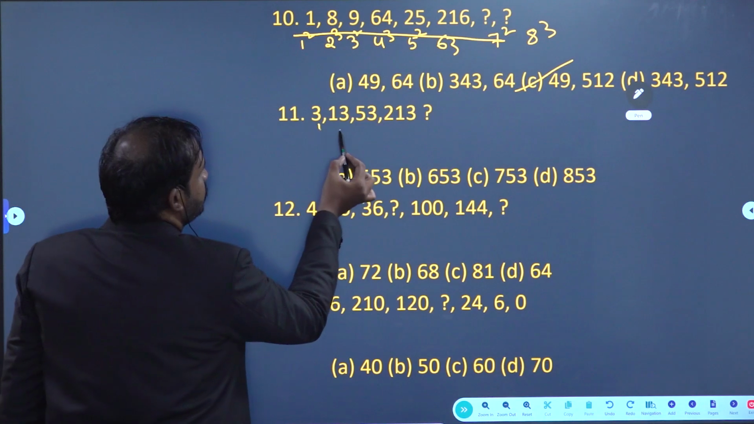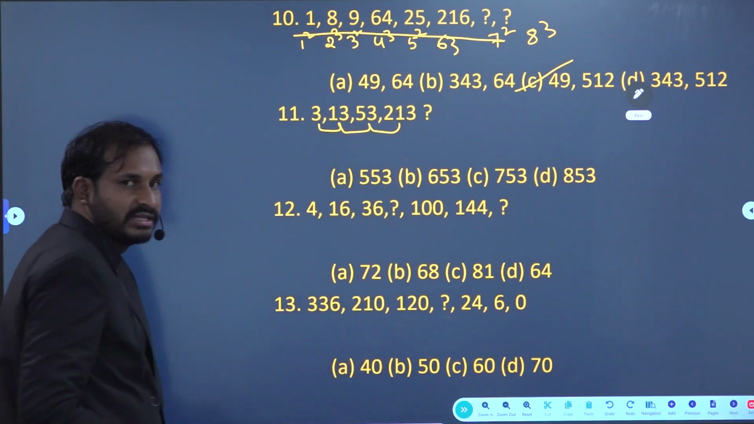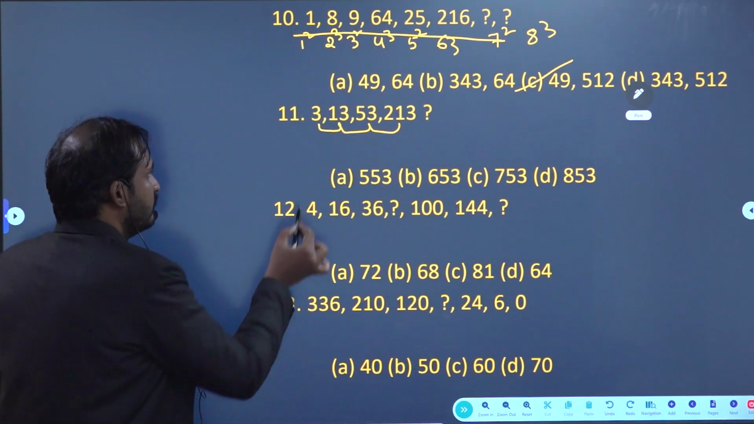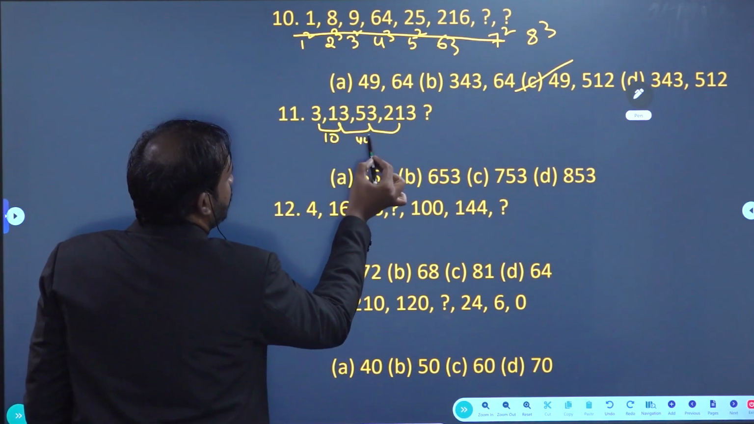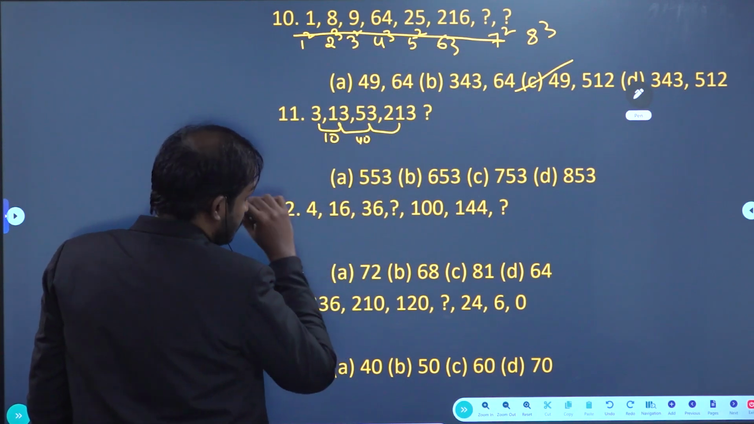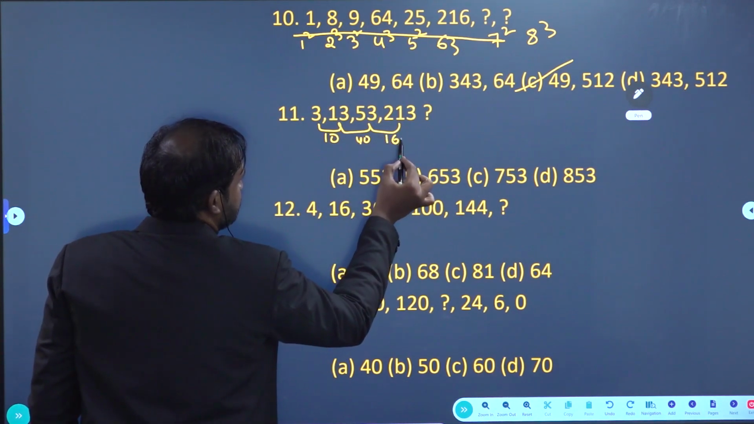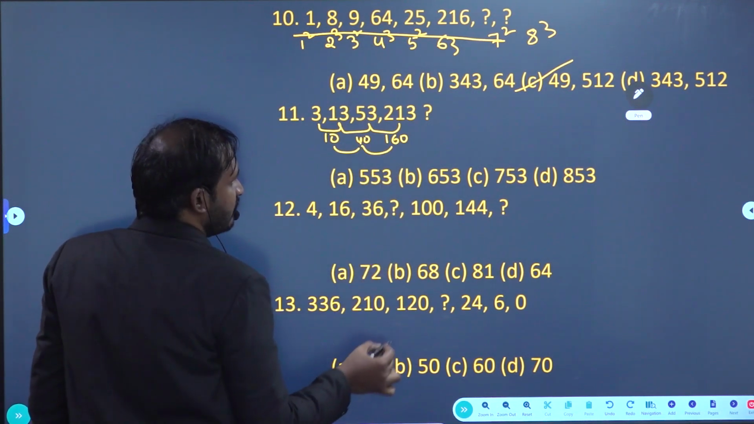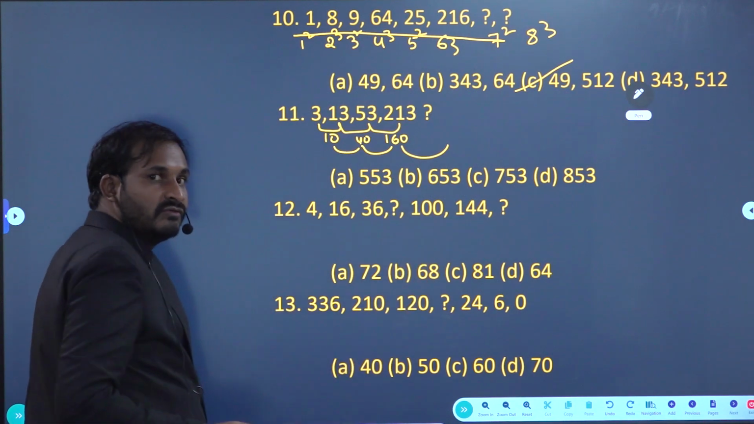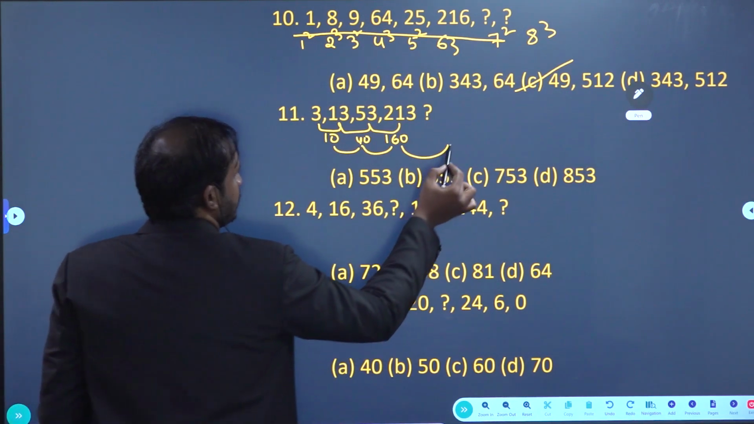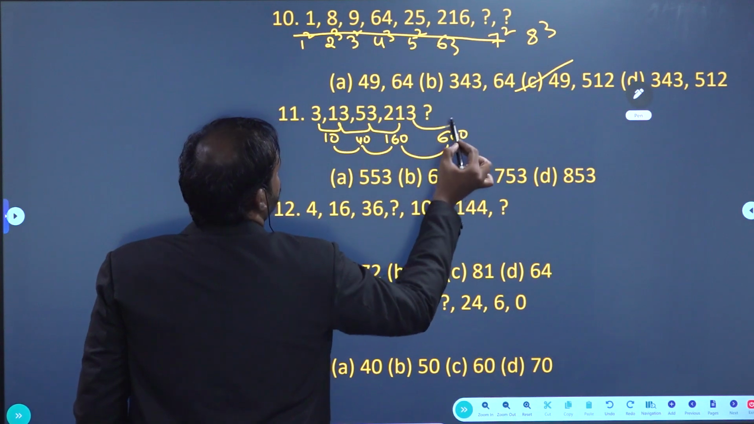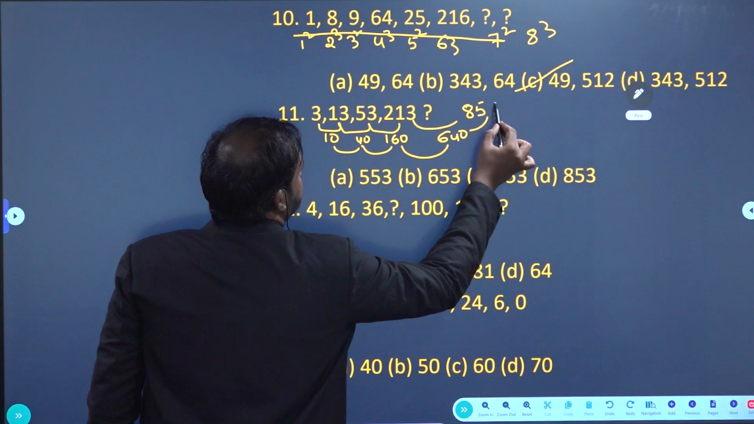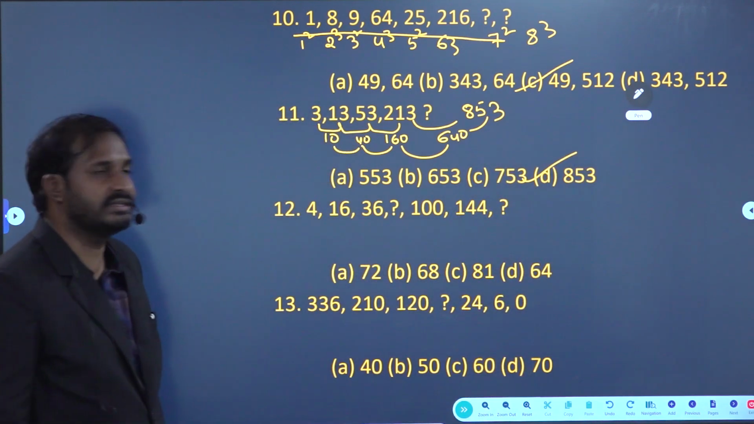Next, see here, 3 to 13, 13 to 53, 53 to 213. A huge jump, right? You write the difference, you will get the logic. What is the difference here? 10, 40. From here to here, what is the difference you are getting? 160. So 10 4s are 40. 40 4s are 160. 160 4s are, it becomes what? 640. So 213 plus 640, what does it become? 853. So our answer here will become 853.